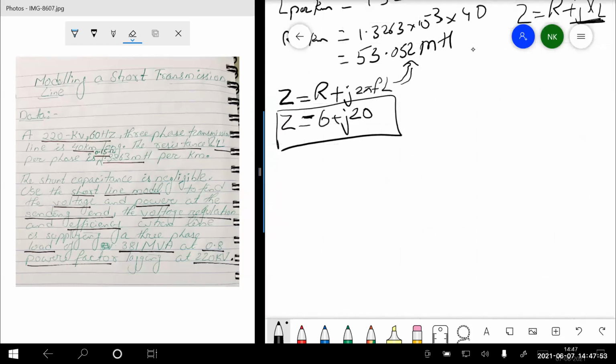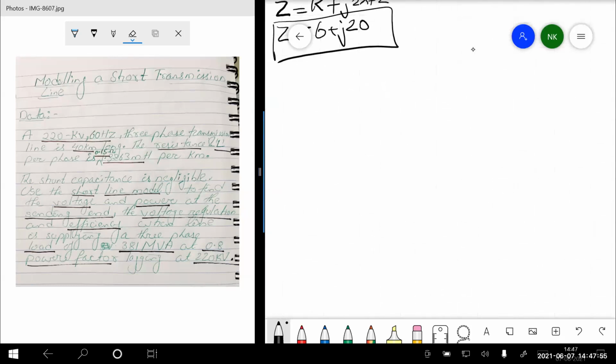Yes sir. Next, what we have to calculate? See, one statement is given, you have studied this part, I think. Why has this statement been given? Tell me the reason, why the shunt capacitance is negligible. Okay, this generally happens in a short transmission line.